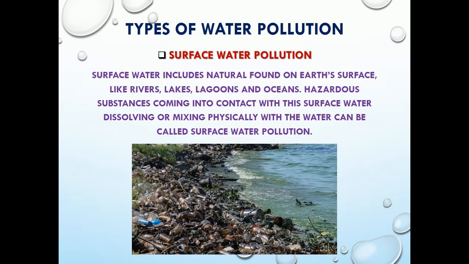Surface water pollution. Surface water includes water naturally found on Earth's surface, like rivers, lakes, lagoons and oceans. Hazardous substances coming into contact with this surface water, dissolving or mixing physically with the water, can be called surface water pollution.